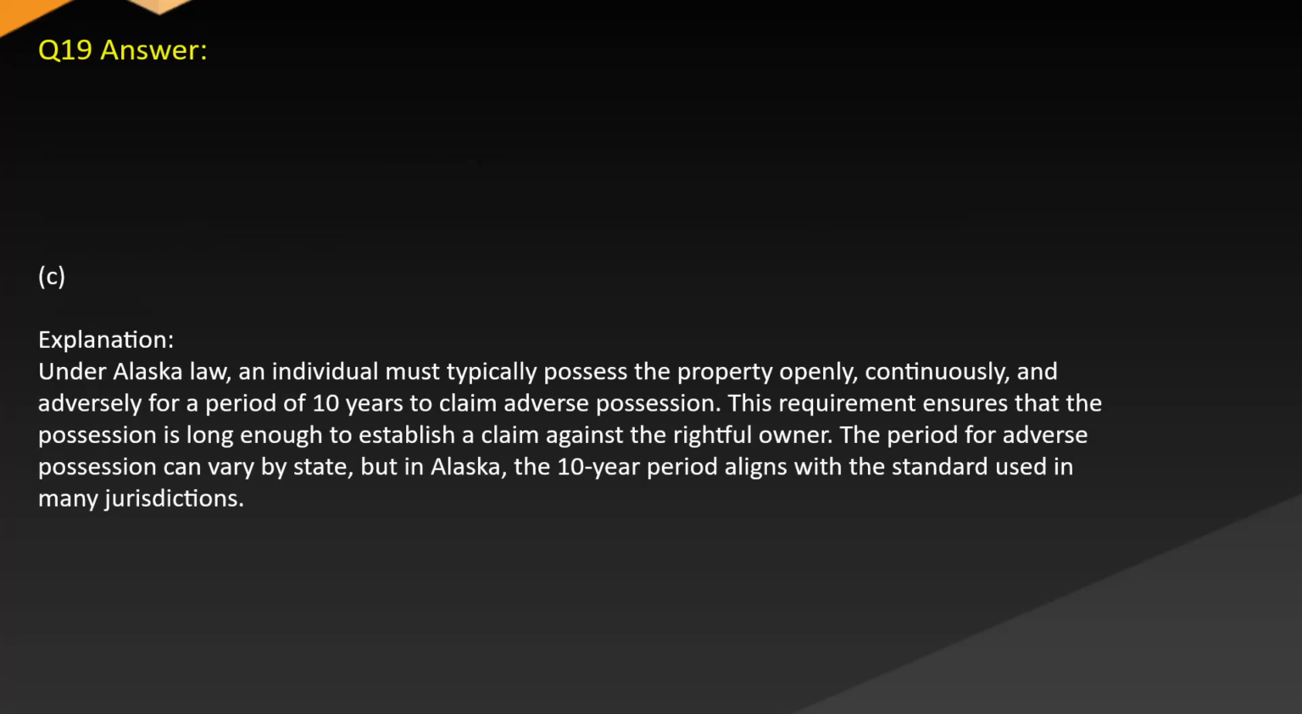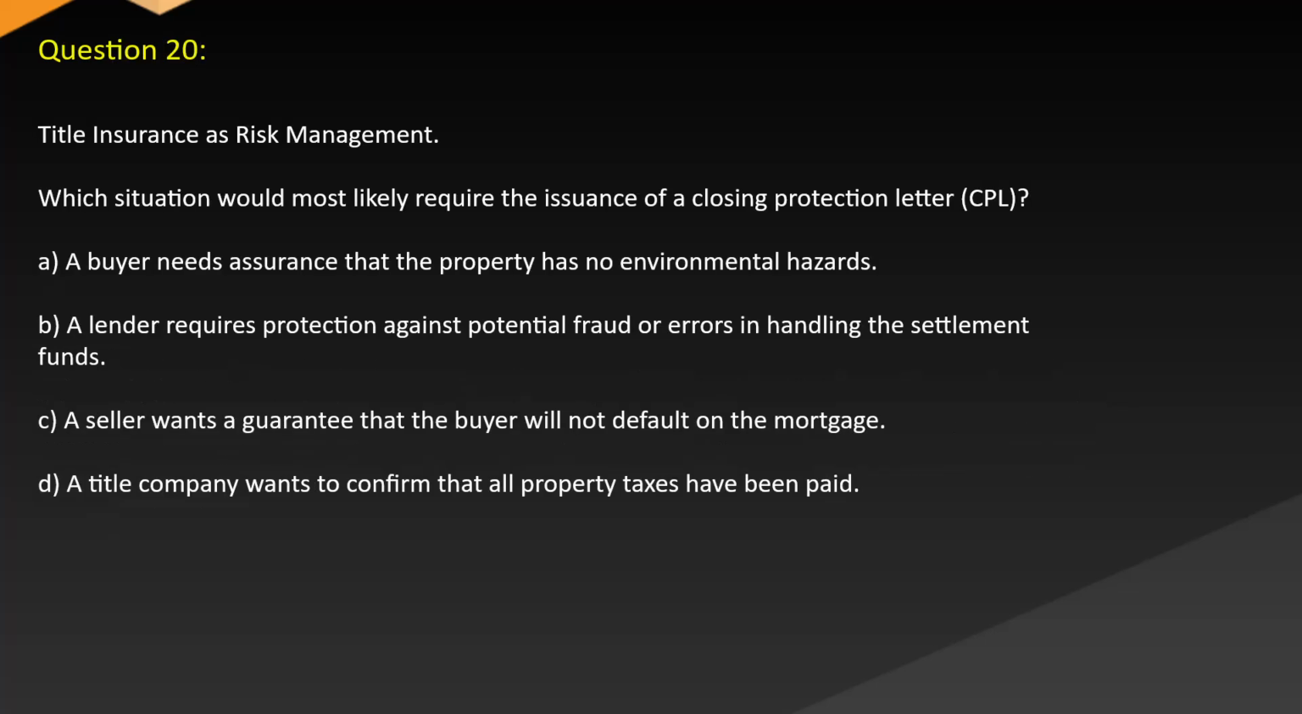Answer C. Explanation. Under Alaska law, an individual must typically possess the property openly, continuously, and adversely for a period of 10 years to claim adverse possession. This requirement ensures that the possession is long enough to establish a claim against the rightful owner. The period for adverse possession can vary by state, but in Alaska, the 10-year period aligns with the standard used in many jurisdictions.